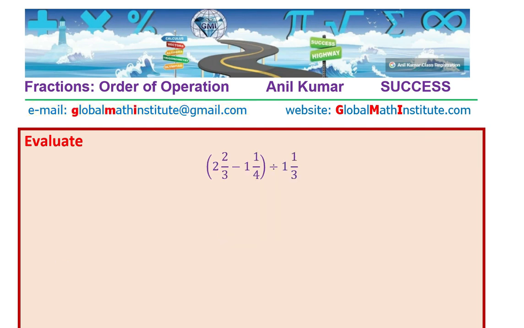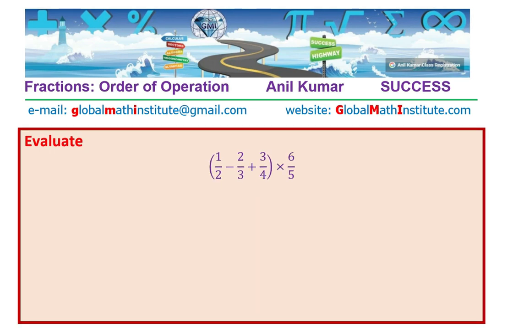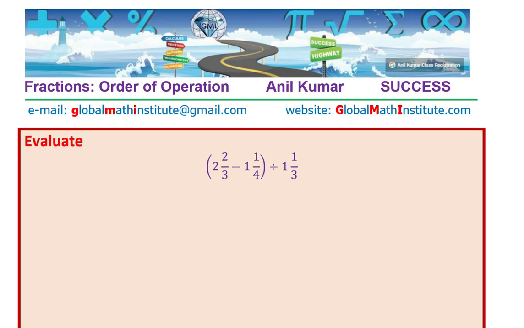Question number 6 for you. So these are practice questions. You can pause the video and do 6, 7, and 8, right? Let's continue. Question number 6. So practice with writing them as improper fractions. So we got 2 and 2 over 3, minus 1 and 1 over 4, that is within the bracket, divided by 1 and 1 over 3.